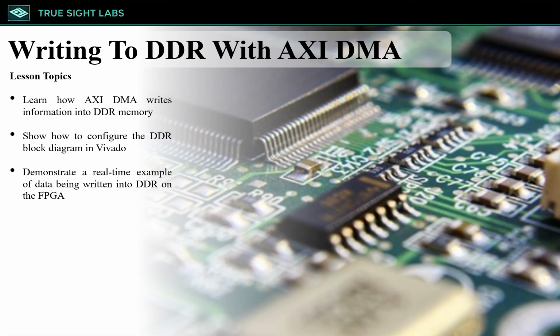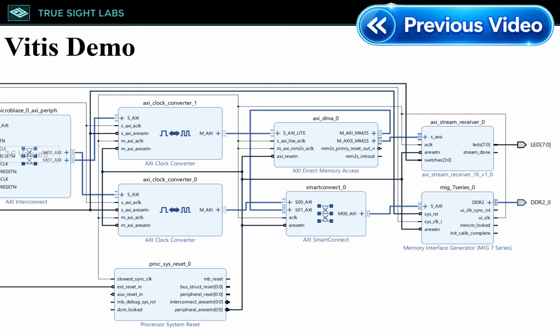Hello everyone. In this video, you will learn how AXI DMA writes information into DDR memory. You will be shown how to configure the DDR block diagram in Vivado. After the block diagram is complete, we will demonstrate a real-time example of data being written into DDR on the FPGA.